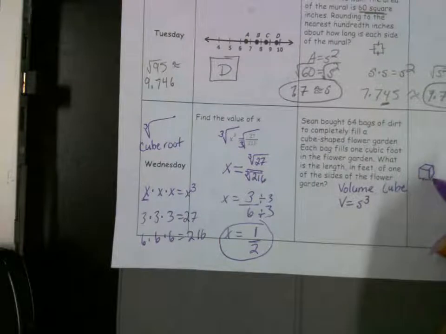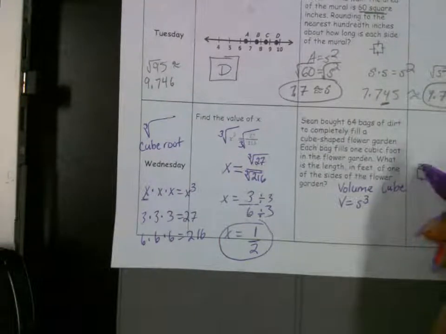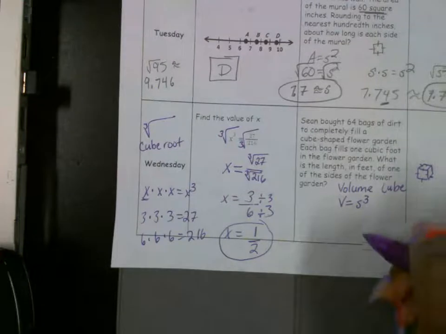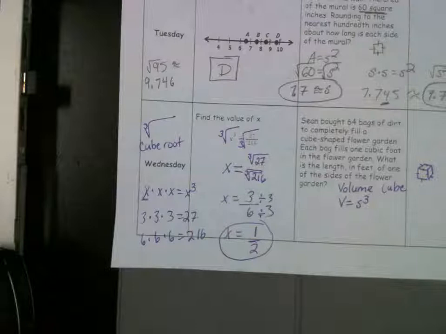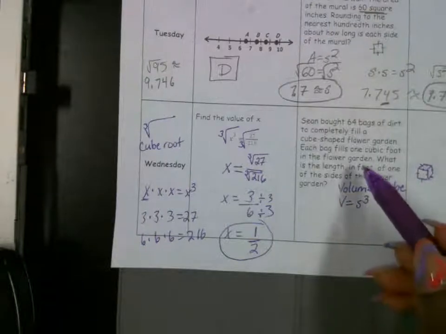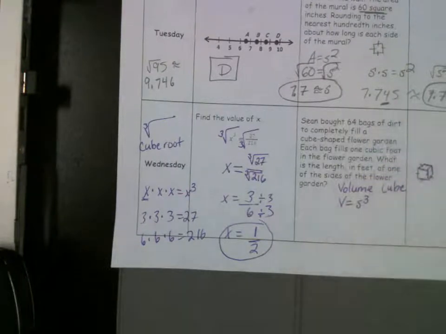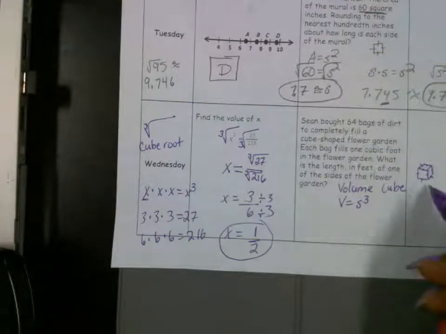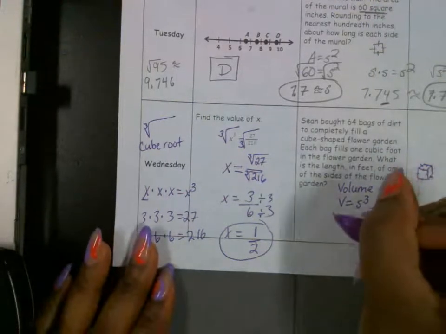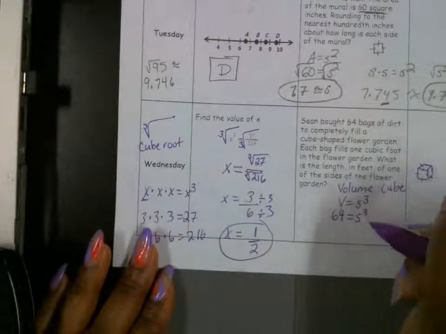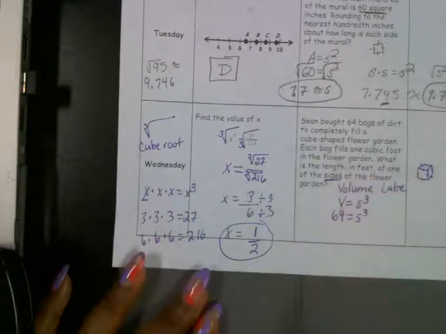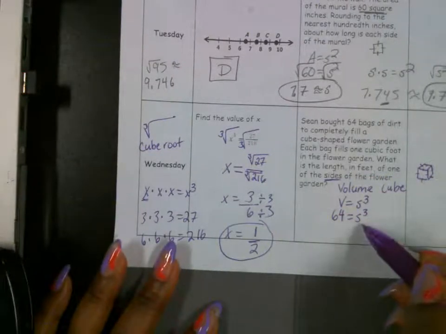All the edges or the sides have the same measure when it's a cube. So it's S to the third power. The length, the width, and the depth are the same measurement, so you can say S to the third power since all of those measurements are the same. Now you're going to substitute 64 because that's the volume of the flower bed that's in the shape of a cube. So we plug in 64. Now we're going to figure out what each side length is. It's asking for each side, so we need to figure out what S is.